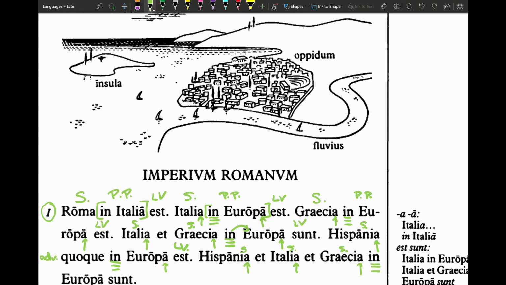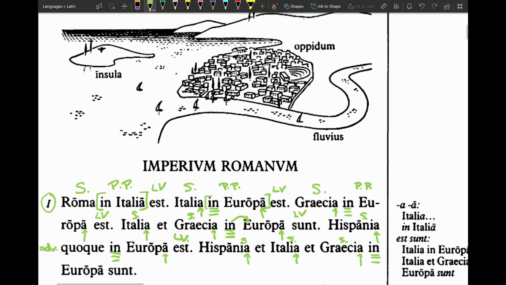Notice here our preposition. Notice the A with the macron on Europa, and notice our linking verb has changed to plural form in order to agree with the number of subjects, which are three subjects in this sentence. There's Spain, Italy, and Greece. So it translates as Spain, Italy, and Greece are in Europe.